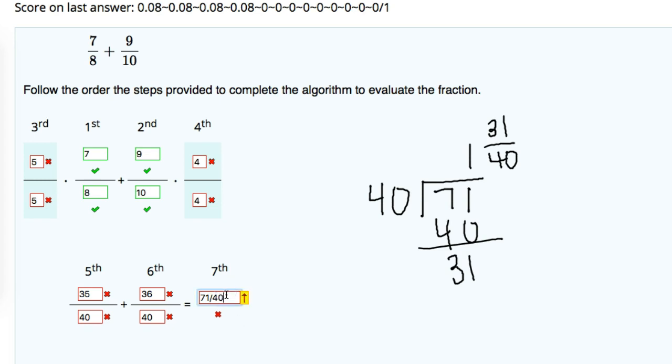So here, note you don't want to leave it improper because I'll even show you now. It will be marked wrong. So because it's improper, I want to turn it into a mixed number and put 1 and 31/40. And note, now I have the entire thing correct. So please keep in mind that you have to enter the lowest common multiple, and you also want to make sure your final answer is a mixed number and not improper.